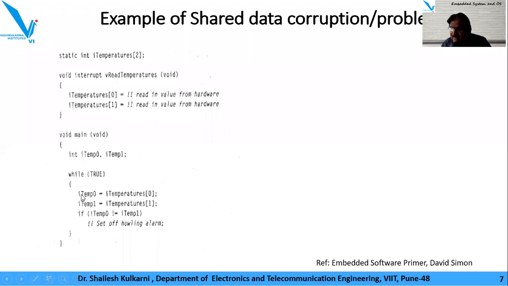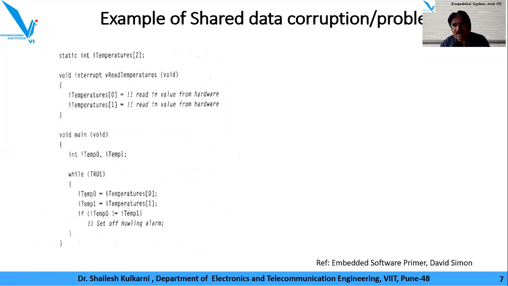And I'm making this particular assignment with iTemp 0 and iTemp 1, and I'm comparing them. So what do you find? You'll find that even though the temperature happens to be the same at the instant where the temperatures were acquired, even though that temperature as a physical phenomenon is the same, my circuit, or my program, the way in which the shared data is being used, gives me a false howling alarm. This false howling alarm would be rung. And why? Because there is a half update in the data which is being shared.